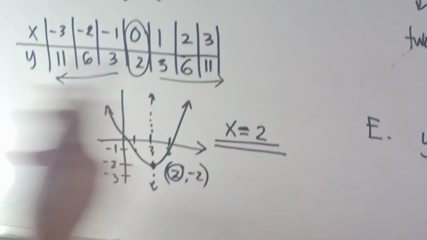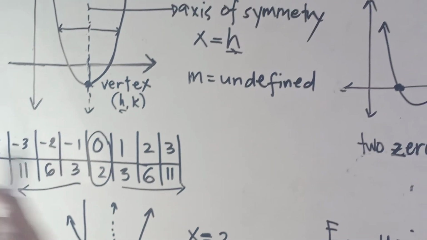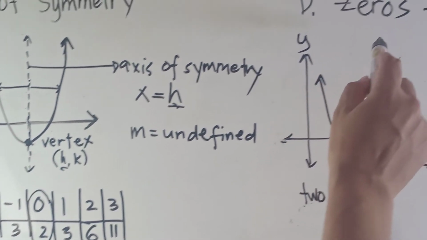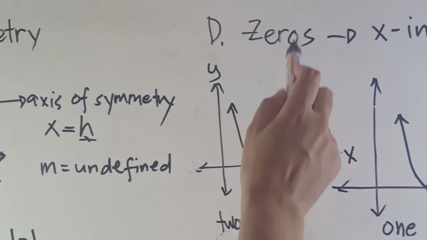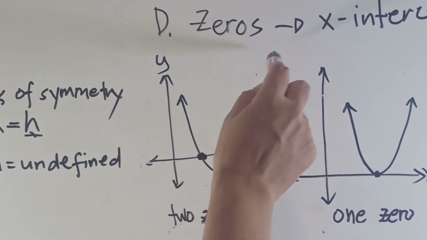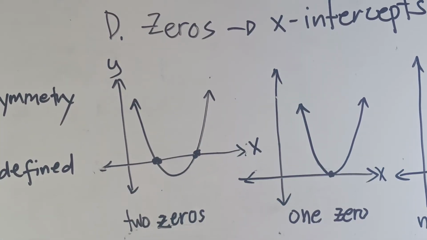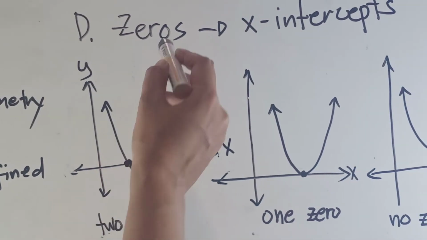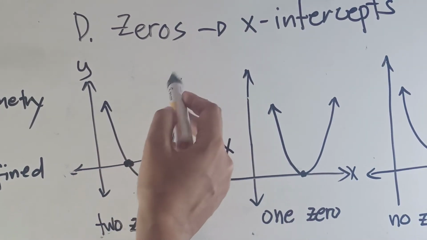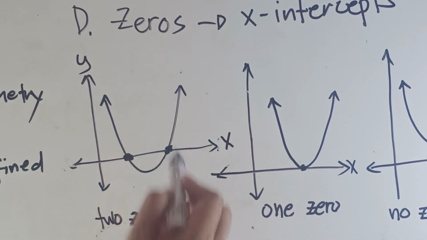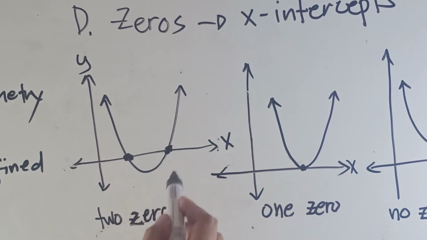Sige, let's proceed to other characteristics. The zero or zeros, or the x-intercept of the function. So, unsa man ang x-intercepts or zeros of the function? These are the values of x when y is equal to 0. So, value kuno sa x when y is equal to 0.